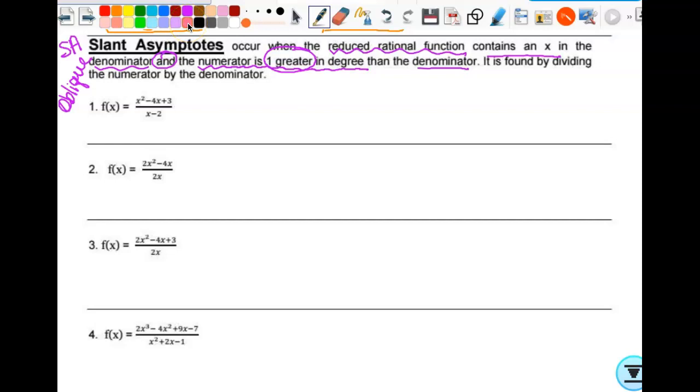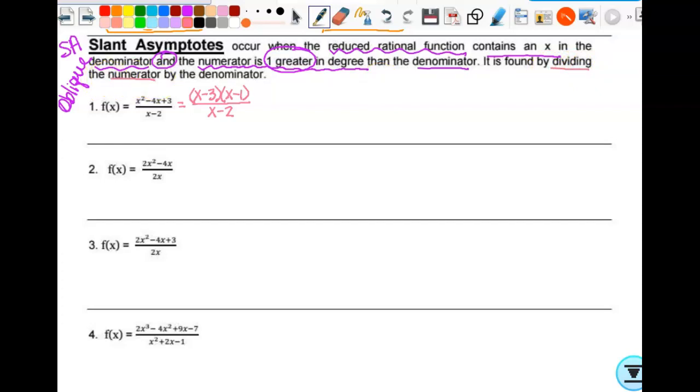All right, so the first thing we do on all these is not, hey, I think I have a vertical asymptote. Maybe I do, but I have to factor first. So I'm going to factor, and I'm going to get x minus 3 times x minus 1 over x minus 2. Okay? So there it is factored. Do I have any point discontinuity? No. So that is my reduced function, because it has to be the reduced function. So I have a slant asymptote because it's only 1 greater, and then it says it is found by dividing the numerator by the denominator.